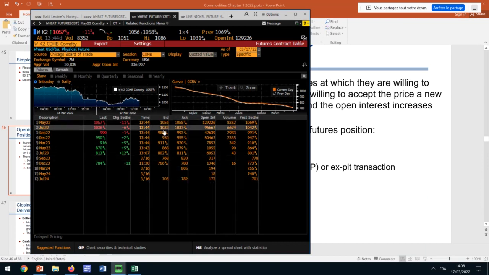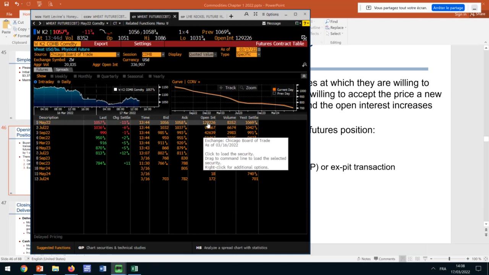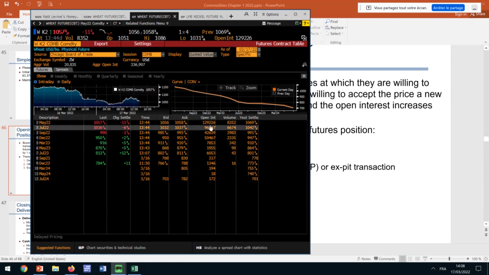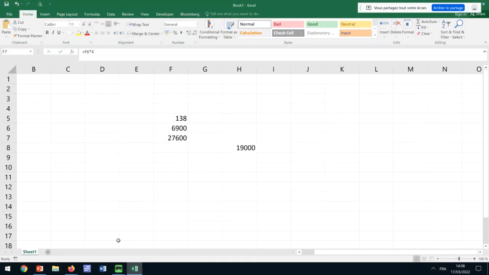What you can see is that the most popular contract is, of course, the May 22 contract. There are 129,000 contracts outstanding. Remember, every contract has a value of $50,000, so there's a lot of money invested here. Shall we do the math?